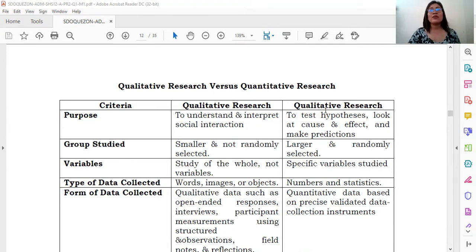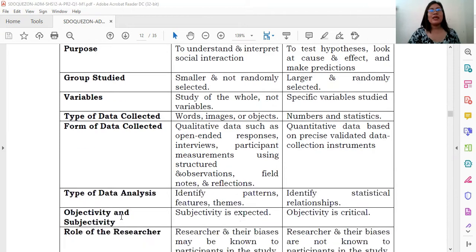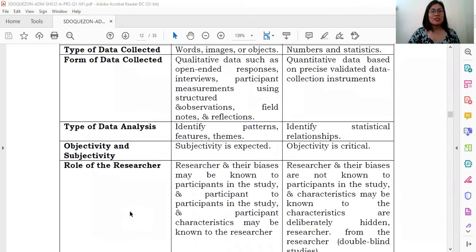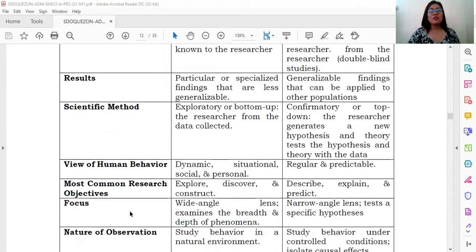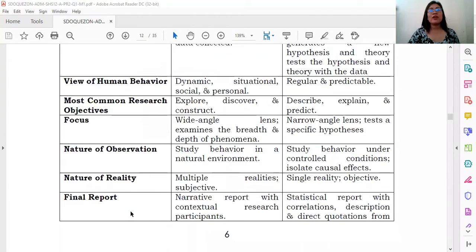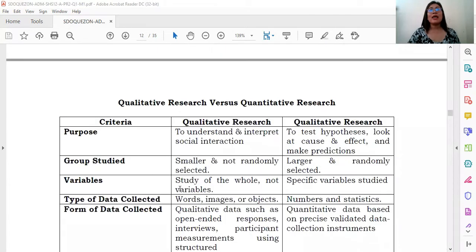The first column tells you about the criteria, which are the purpose, group studied, variables, type of data collected, form of data collected, type of data analysis, objectivity and subjectivity, role of the researcher, results, scientific method, view of human behavior, and so on. There are so many other criteria that you have to understand. The second column, on the other hand, talks about qualitative research. This one is correct. The second column is qualitative research, whereas the third column is quantitative research. Please take note of that.